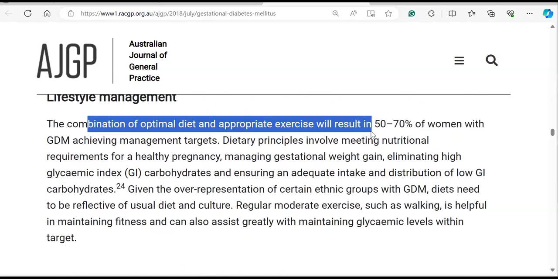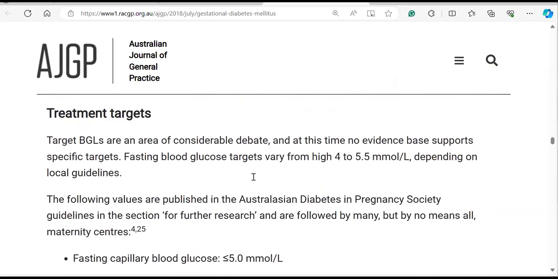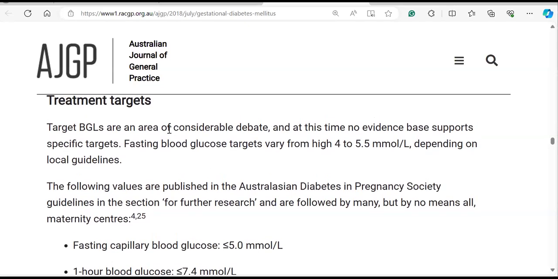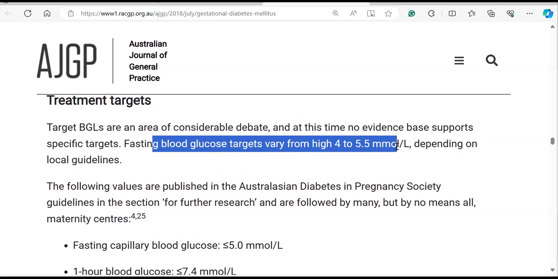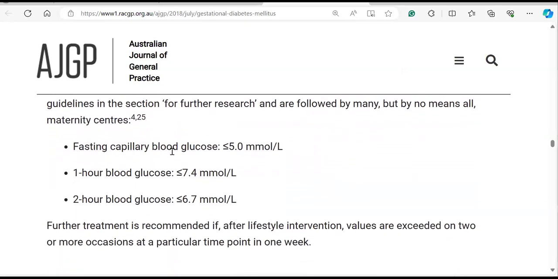So lifestyle modification is the first thing that we try, because in 50 to 70% of cases, you will be able to maintain a normal blood sugar just by maintaining a good diet and appropriate exercise. So that's the first thing that will be tried. What is the target for fasting blood sugar? In this case, the fasting blood glucose target is between 4 to 5.5. So if we can make it in this target, that's really good. And they have also given the target fasting less than 5, 2 hour less than 6.7. Okay.